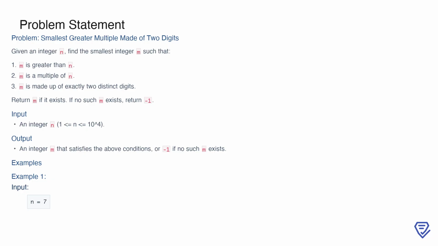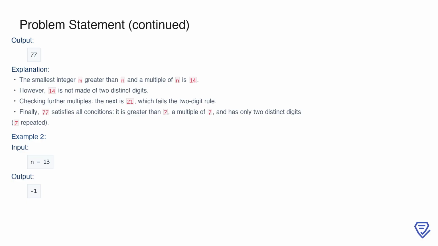The input n is guaranteed to be between 1 and 10,000, so we need to handle both small and large values efficiently. The output is the integer m that satisfies the conditions, or -1 when no valid number can be found. For the first example, where n is 7, the smallest multiple of 7 greater than 7 is 14.